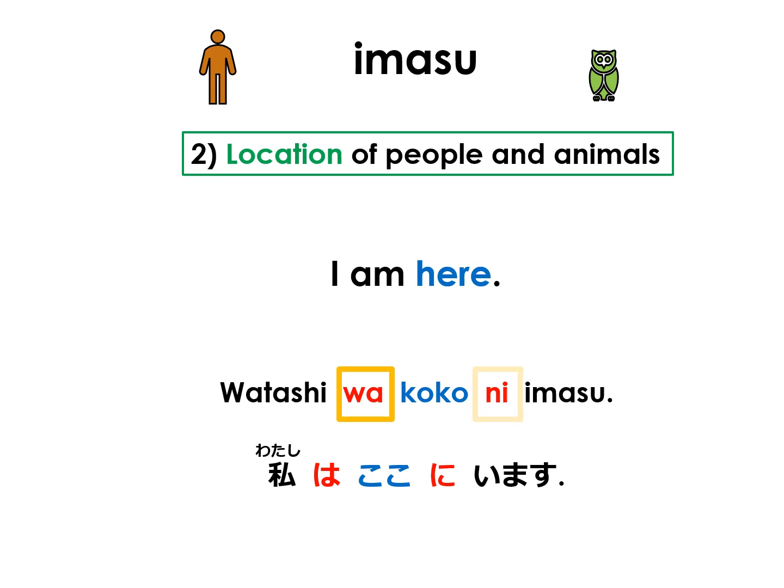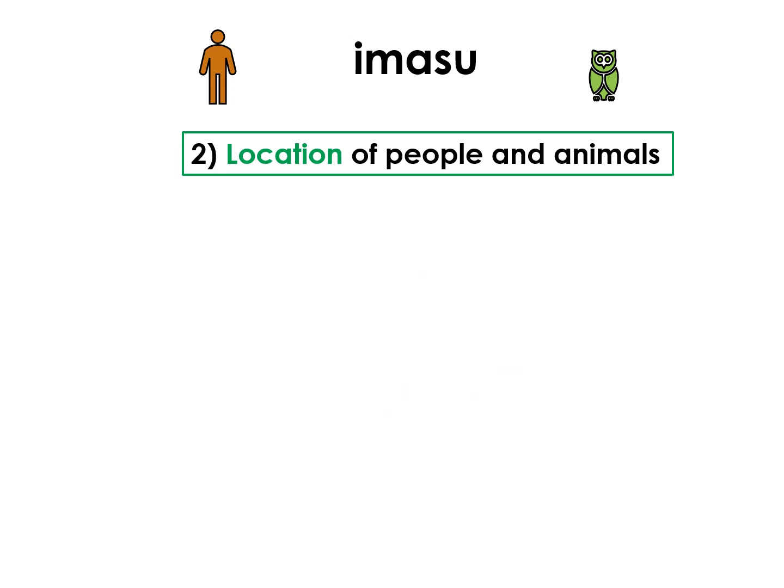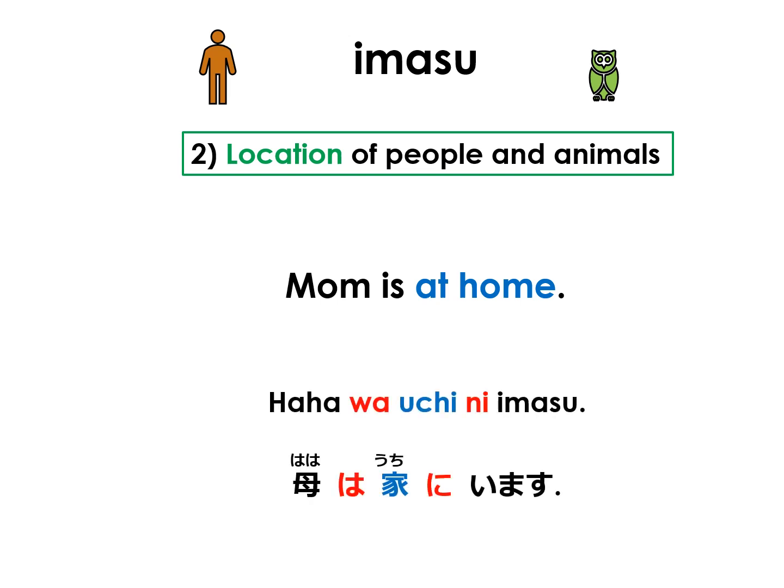The location where the person or animal exists is indicated by the particle ni. Remember, when you have the verb imasu or arimasu, the location of existence of a thing or person takes the particle ni. Mom is at home. Let's talk about mom. As for mom, she's at home. In Japanese, that would be Haha wa uchi ni imasu.